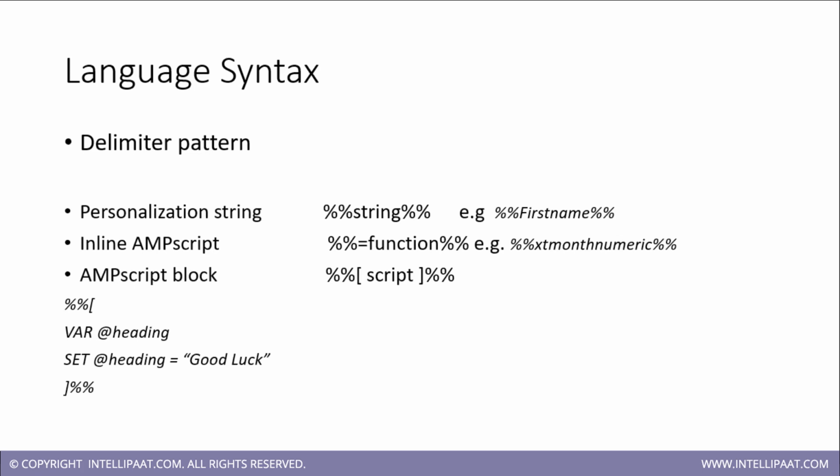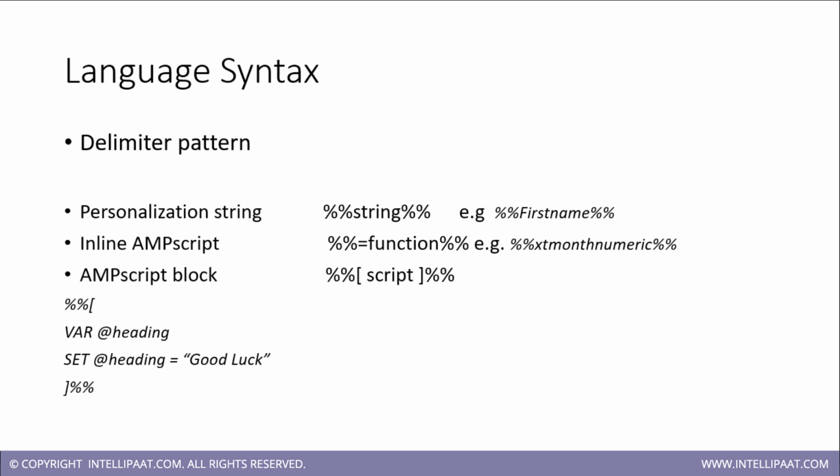AMP script uses a kind of delimiter. When you say delimiter, there are 3 different types of personalization that are happening. One is a simple personalization string. If you can see the first one, that is a personalization string, and it begins with 2 percent signs and ends with 2 percent signs, and whatever string you need to use, you insert it between them. That is the syntax for a personalization string.